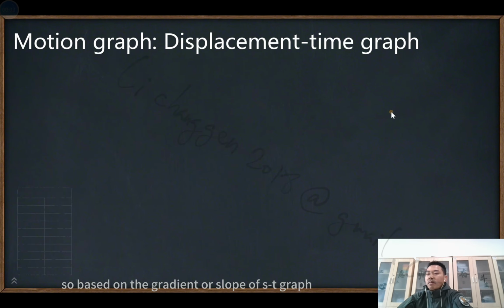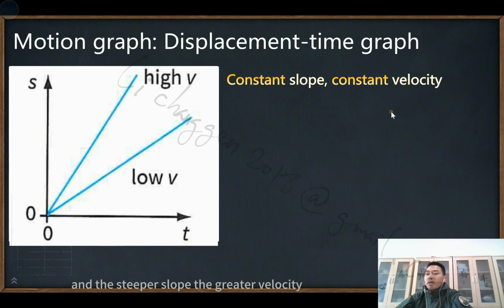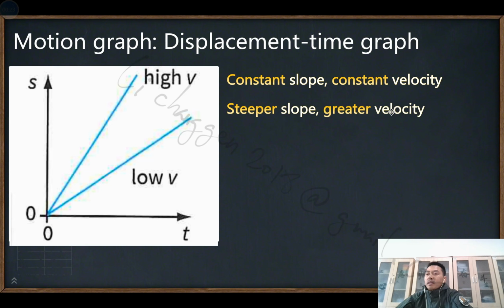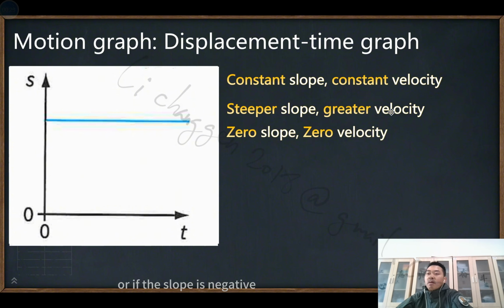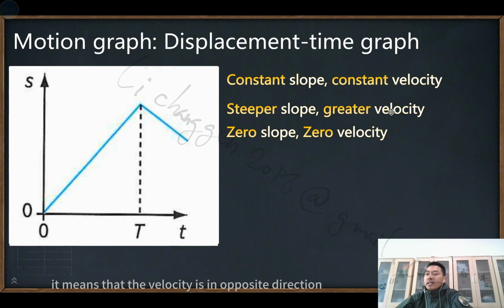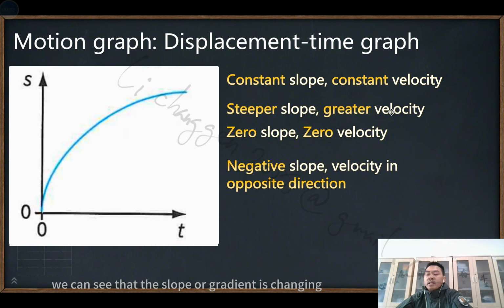So, based on the gradient or slope of the ST graph, we can easily tell what kind of velocity the object has in its motion. For instance, if the graph shows constant gradient or slope, it means that the object undergoes motion with constant velocity. And the steeper the slope, the greater the velocity. Zero slope, zero velocity, or just stays stationary. Or if the slope is negative, it means that the velocity is in the opposite direction. And look at this ST graph here. We can see that the slope or gradient is changing, so its velocity is changing as well.